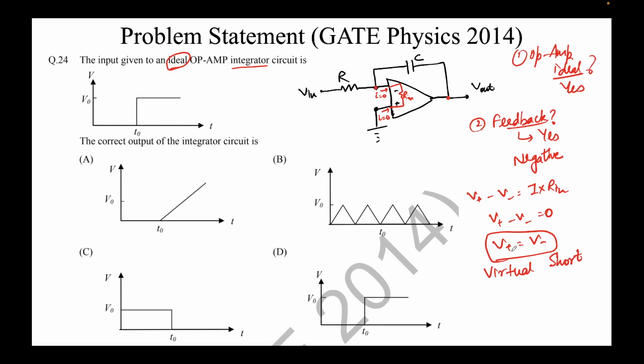Why short? Because the inverting and non-inverting terminals are sitting at the same potential. Why virtual? Because there is no physical short. There is no wire that's connecting these two terminals. It is just the peculiarity of the op-amp that these two happen to be sitting at the same potential, and we denote it by using a dotted straight line to denote that these two terminals are virtually shorted. Now we'll use this information to solve this integrator circuit.